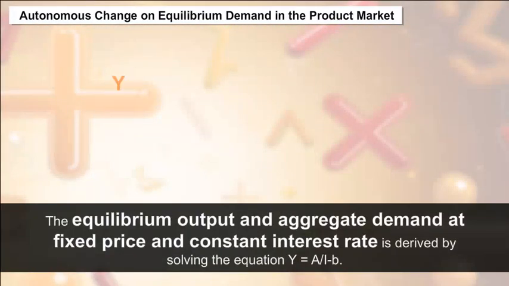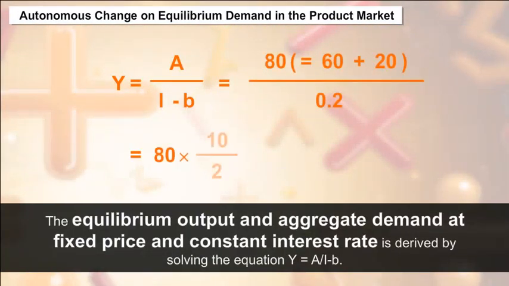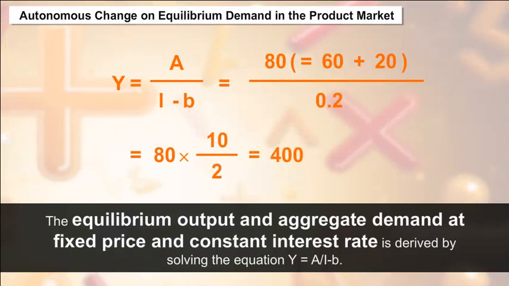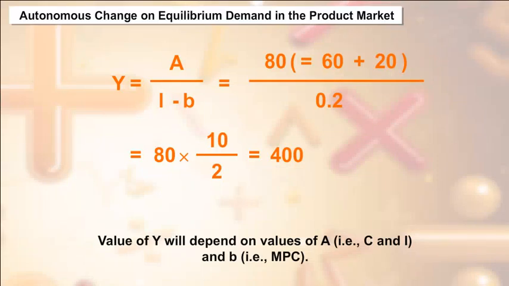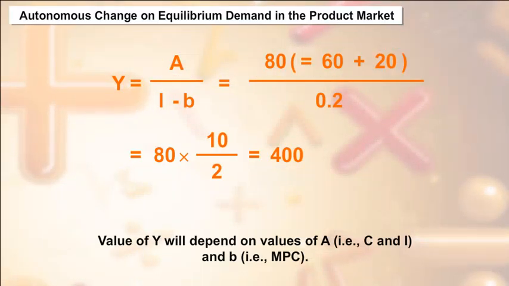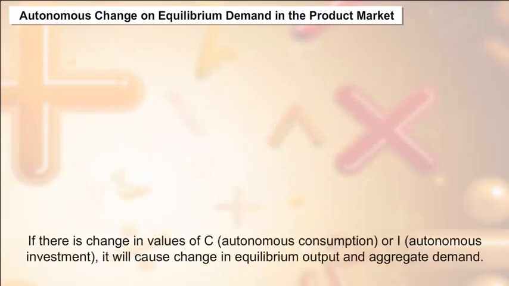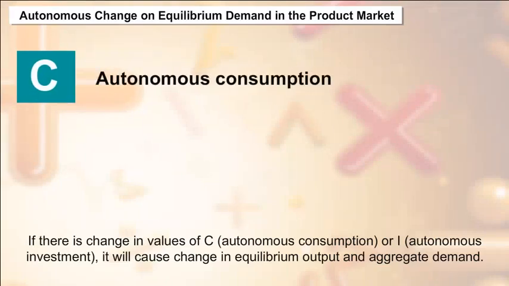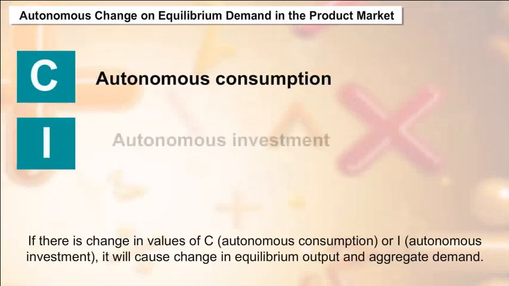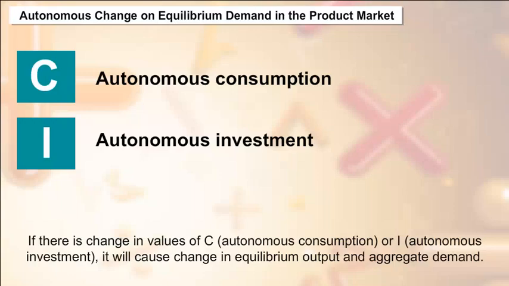The equilibrium output and aggregate demand at fixed price and constant interest rate is derived by solving the equation y is equal to (a over 1 minus b). Clearly, value of y will depend on values of a, that is C and I, and b, that is MPC. Thus, if there is change in values of C, that is autonomous consumption, or I, autonomous investment, it will cause change in equilibrium output and aggregate demand.